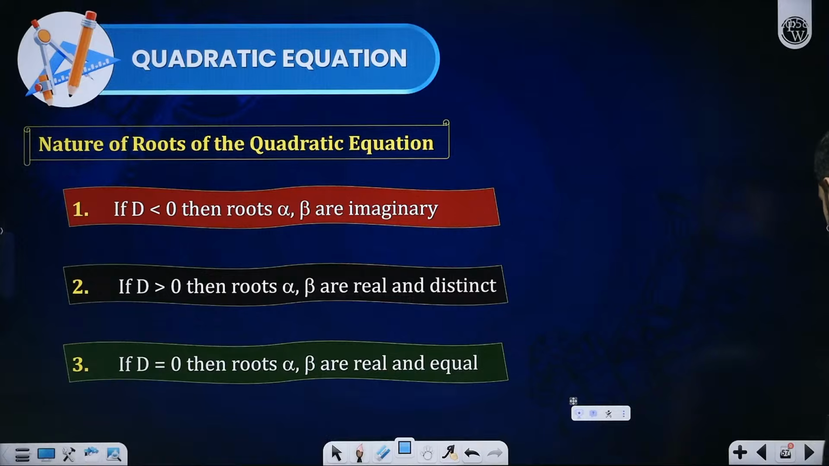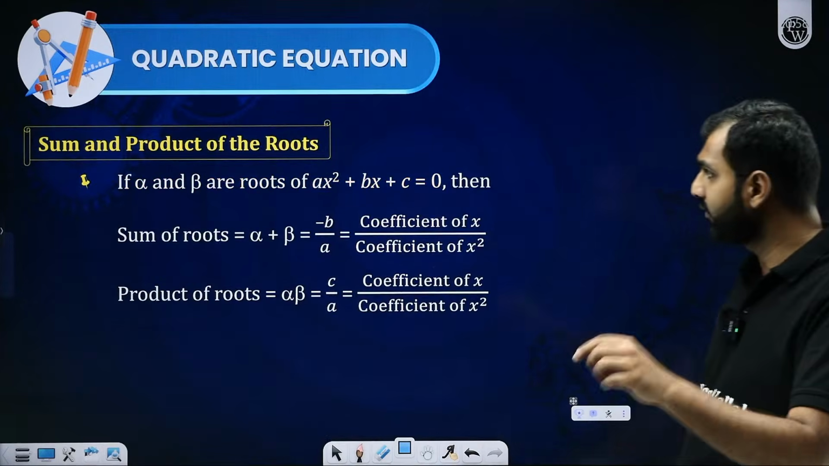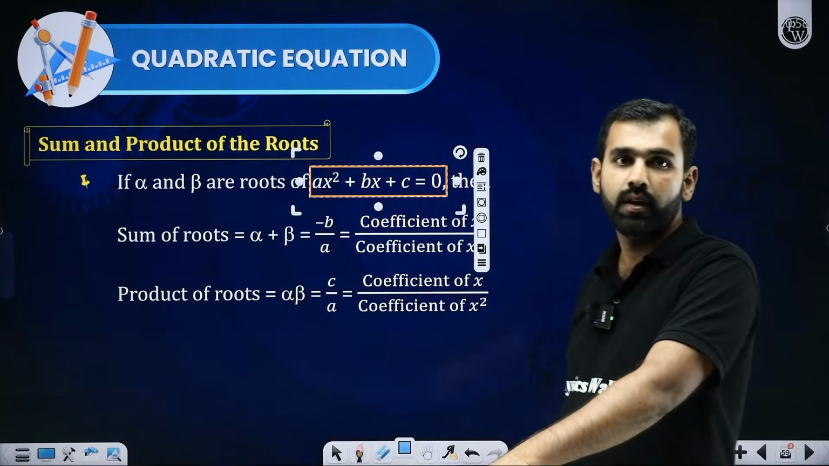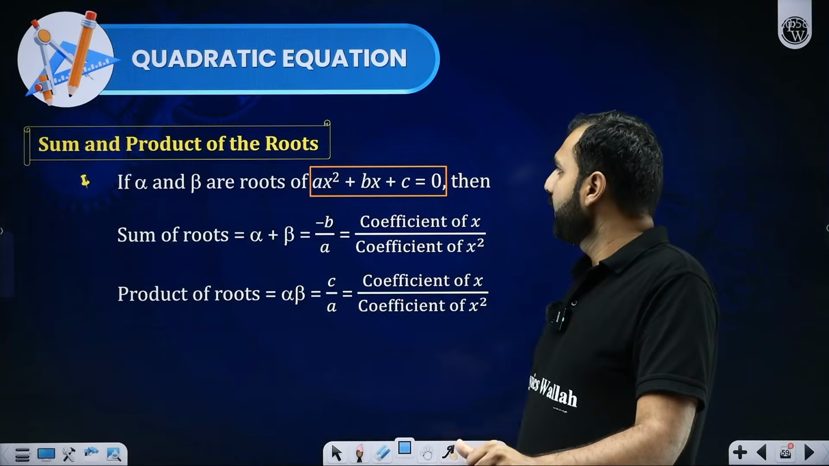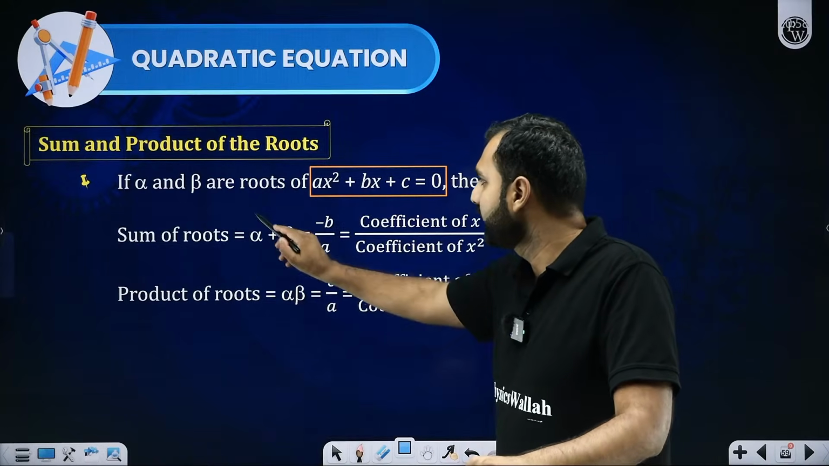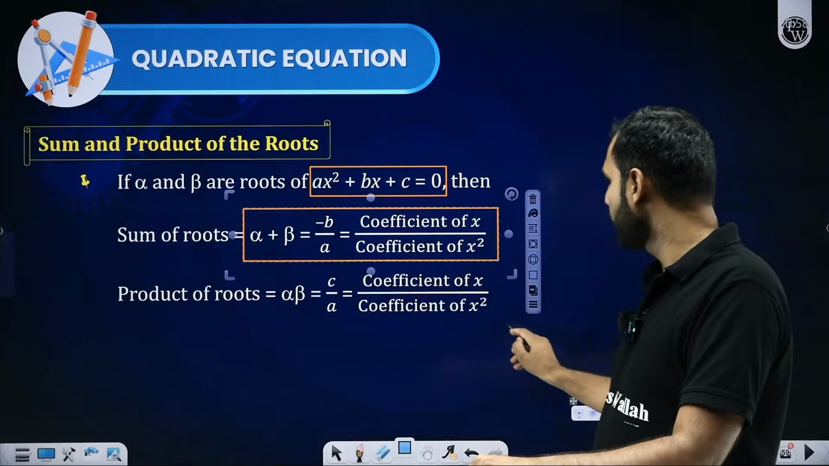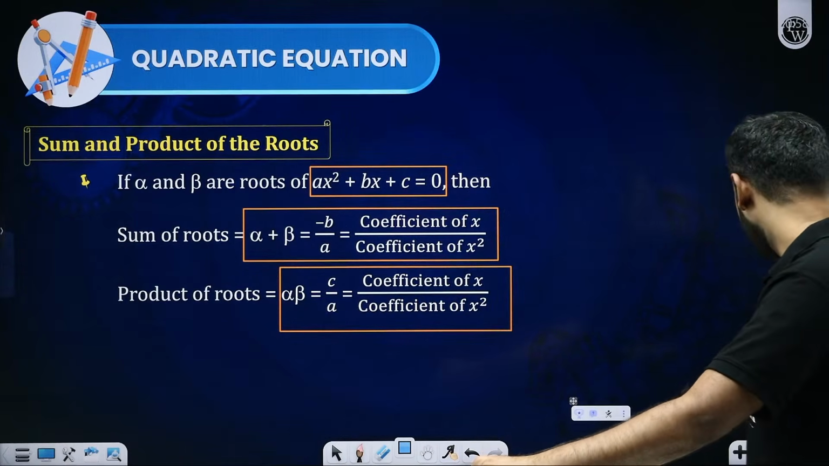I'll talk about this, but before that, I want to talk about this: if ax square plus bx plus c is equal to 0 is a quadratic, and it has two roots alpha and beta, the sum of the roots will be given by minus b by a and the product of the roots will be given by c by a. I'll get back to the discussion.